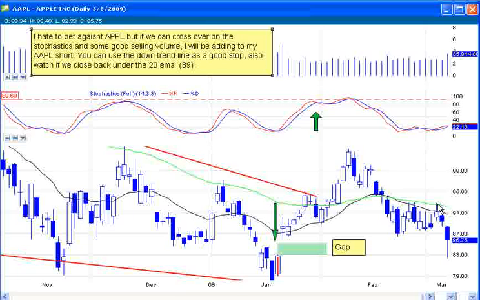We put a couple short setups out there last week, and one of them was the Apple short, and it was just a perfect textbook short. I wanted to go over it and break it down because I think it's an important short setup to have in your arsenal to find other good short setups.